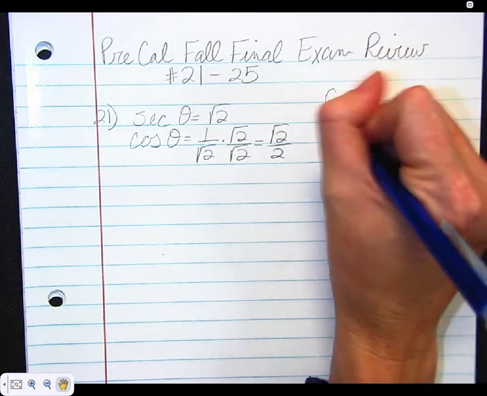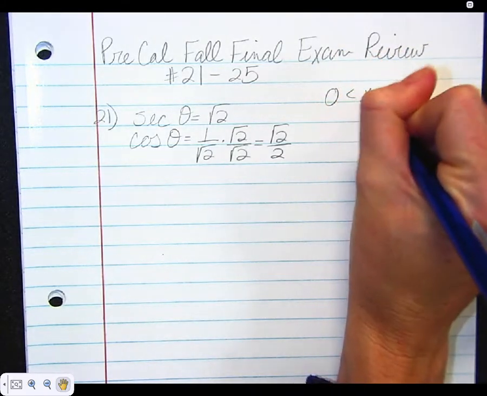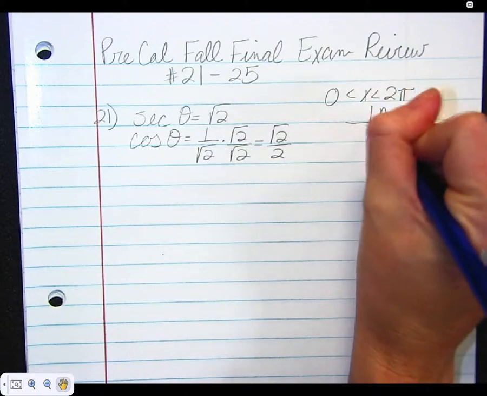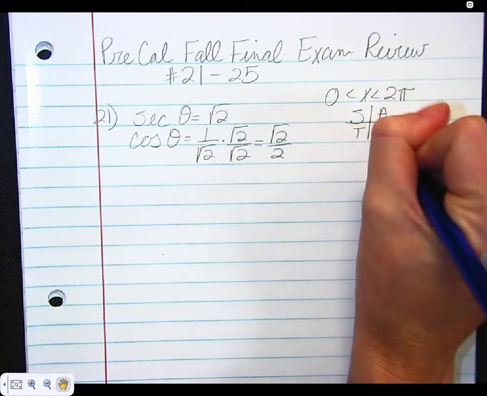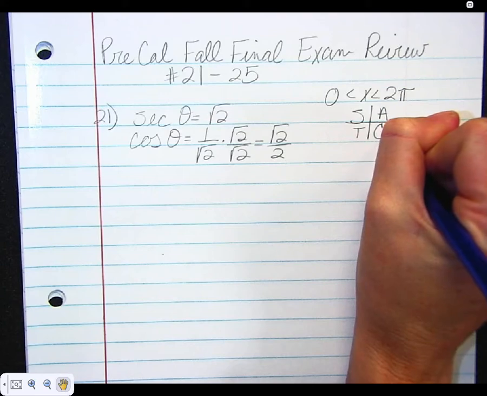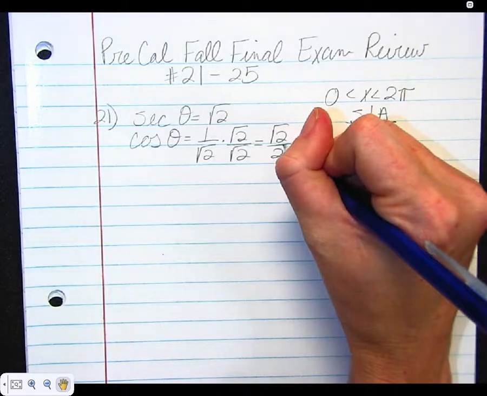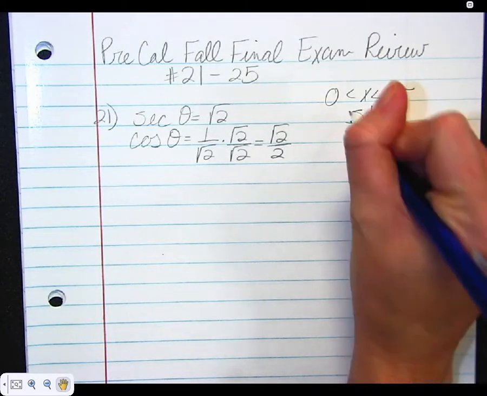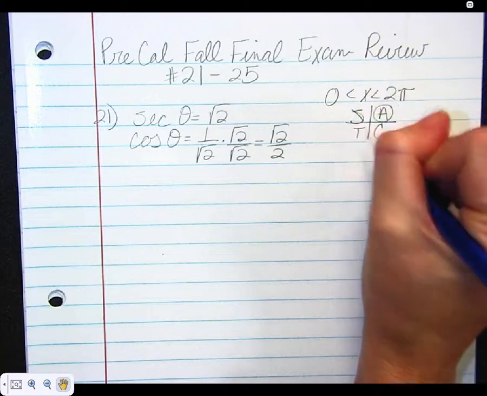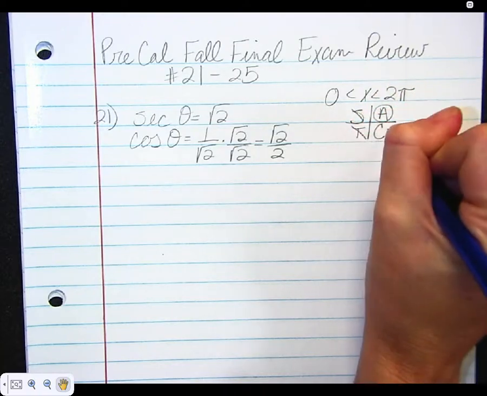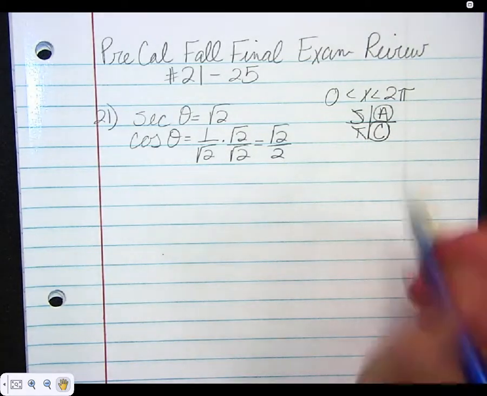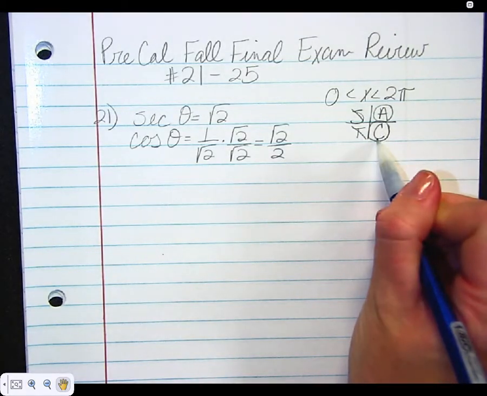And again, it asks me only to work between 0 and 2 pi. So let me look at my All Students Take Calculus. And I'm looking for where cosine is going to be positive, since we've got a positive value right here. So I know cosine is positive here. They're all positive here. I know that sine is positive here and tangent is positive only here. And so cosine is also positive down here in the fourth quadrant. So I know that my answers are going to be in the first and the fourth quadrants.